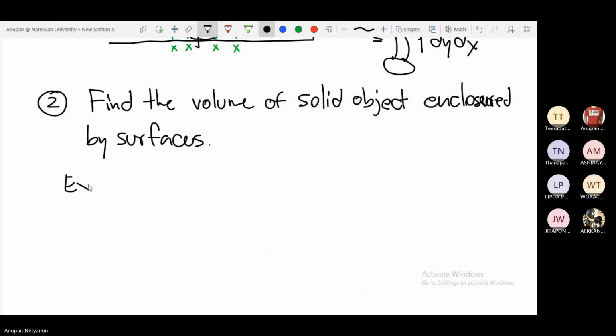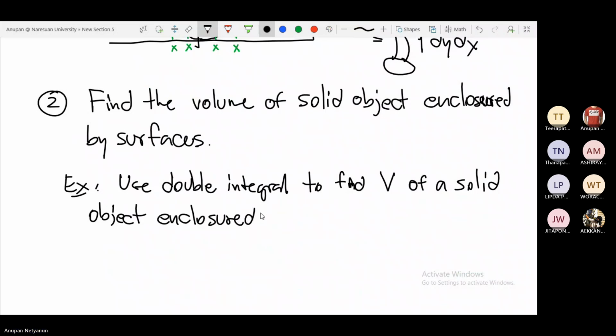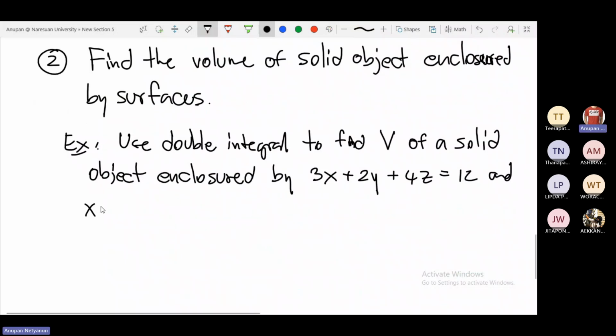Example is: use double integral to find the volume, which is V, of a solid object enclosed by the plane 3x plus 2y plus 4z equal to 12 and the xy, xz, yz planes.